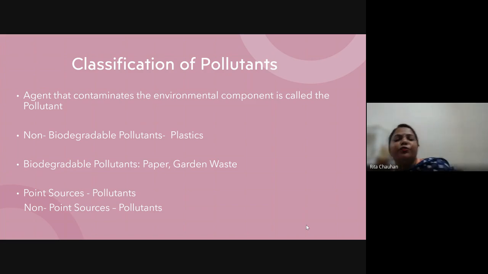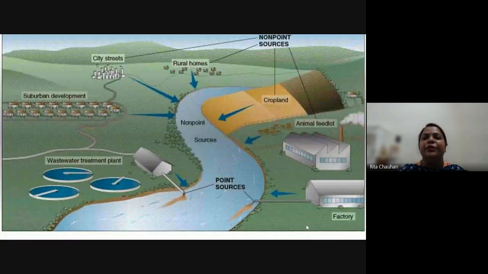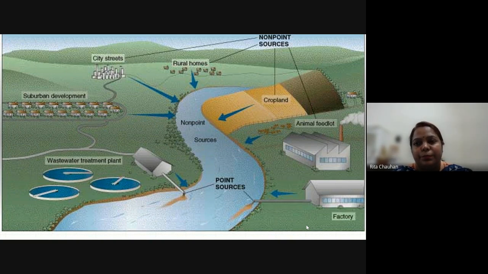The second classification of pollutants is point source or non-point source. Let us understand with the help of this figure. Non-point source means sources which do not have one point, and point sources are the pollutants which have a single point source.